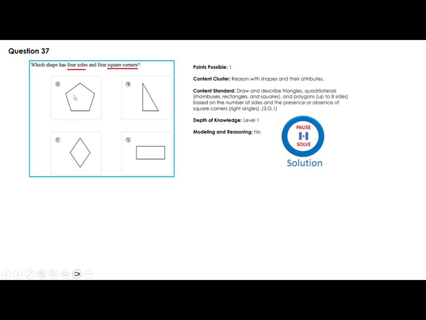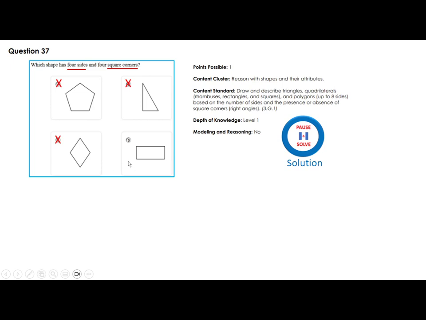Does this have 4 sides? No, you don't look at it. Does this have 4 sides? No. Does this have 4 sides? Yes. But I need another condition. I need another thing to happen. I need 4 square corners. So that's not a good answer.